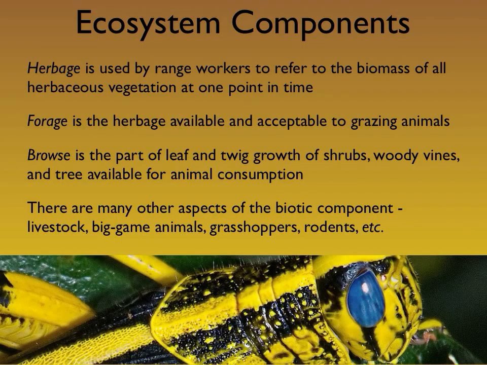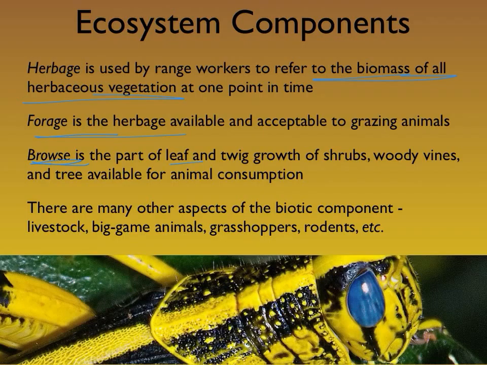So we have some definitions here, and these are more on the plant side. We have herbage, and that's all the biomass of the herbaceous vegetation at one point in time standing out in a given range. So all the biomass. That includes edible parts and non-edible parts, right? But the edible parts we have another word for, and we call that forage. Forage is that herbage which is acceptable to grazing animals, grazable and usable by grazing animals. We also have some other parts of plants and different kinds of plants we call browse, right?